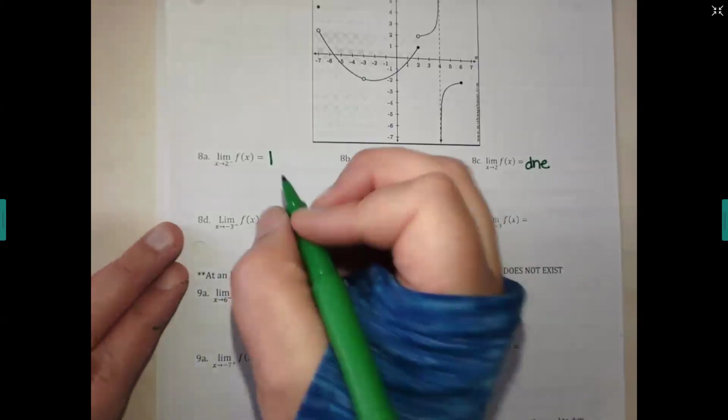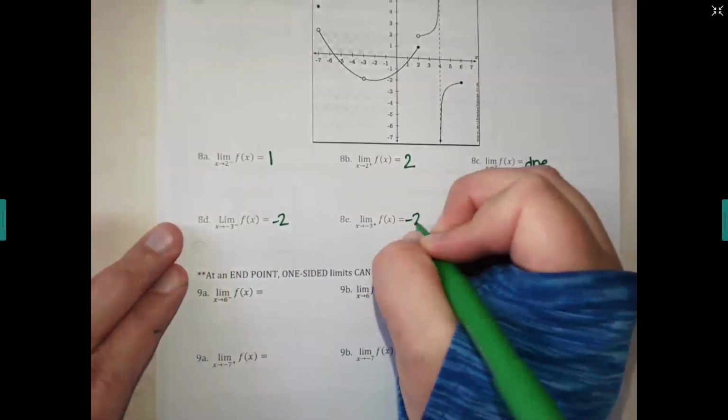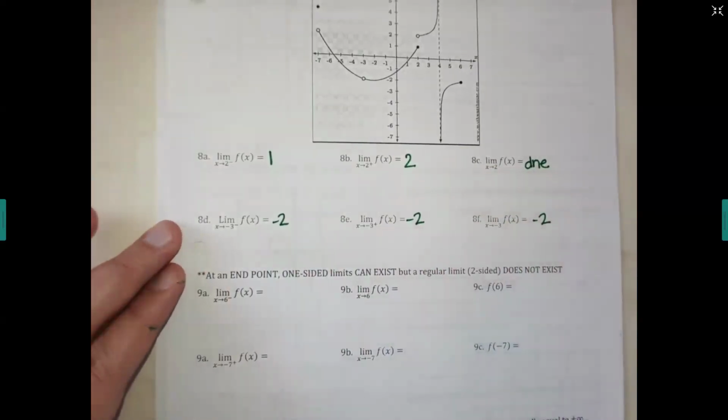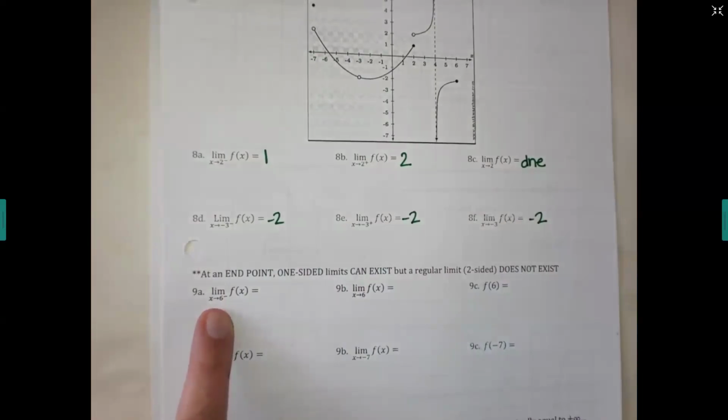Okay, it looks like everyone got 1, 2, DNE for the first row. Okay, second row, what should all your answers say? -2, perfect. Okay, for the next row, it's talking about endpoints specifically. Okay, if you are at, let's say 6, I have a little minus. Which side am I looking at? Left or right? Left, very good.